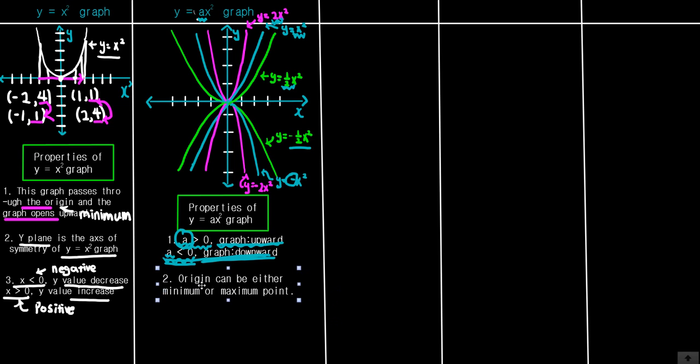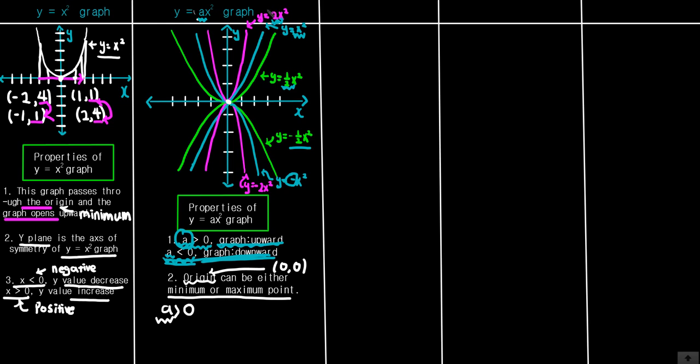The second property is that the origin can be either a minimum or maximum point. And we have learned that the origin is the case when the x value is 0 and the y value is 0. Think about it in terms of the origin being either a minimum or maximum point. The minimum point will be the case when the a value is greater than 0. And we can prove that when the a value is greater than 0, which means a is positive, it will be these three cases.